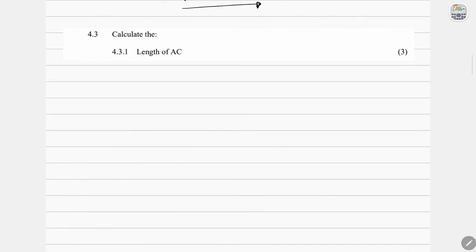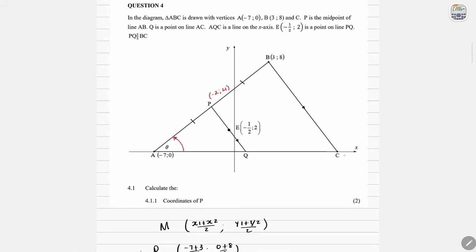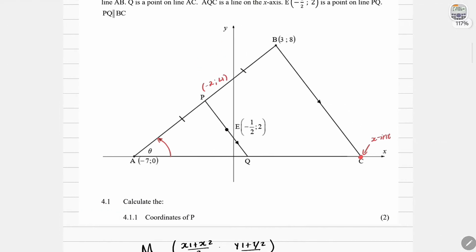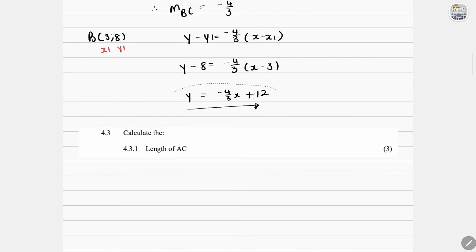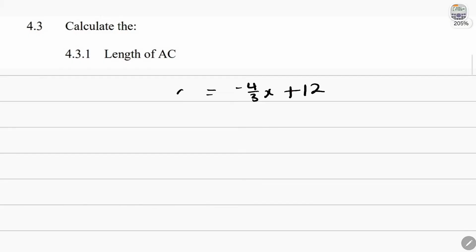Question 4.3.1 says, calculate the length of AC. So we didn't have C, but we do know the equation of this line BC now. And you see that C is on the x-axis, meaning this is the x-intercept. Because it is the x-intercept, we can simply find it by making y equal to 0 in this equation, just using the previous question's answer. Okay, so we make y equal to 0.